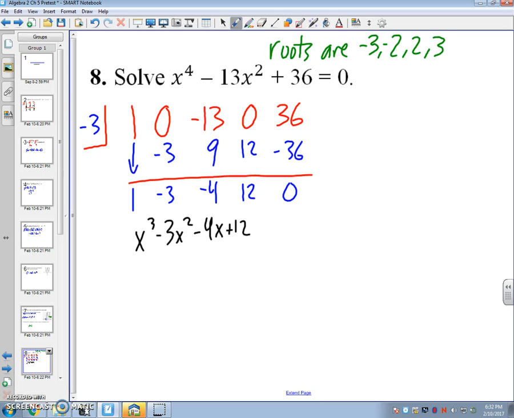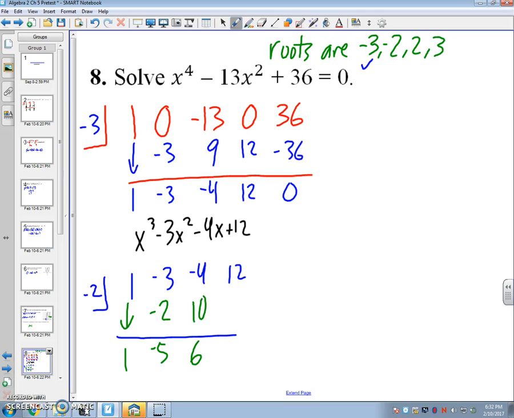Now again, that exponent is 3. I can't use a formula here, so I have to do synthetic again to depress it. So if the degree is 3, there should be 4 terms. I see all 4 of them: 1, -3, -4, 12. In the box, I'll pick something else. We already did -3, so let's try -2. When I do synthetic here, drop the first one, multiply by -2, add those for -5, multiply by -2, get +10, add them to get 6, multiply by -2, add them to get 0, so that's good.